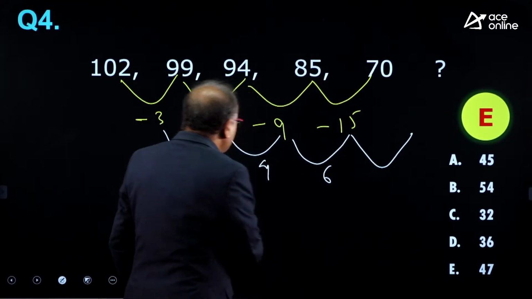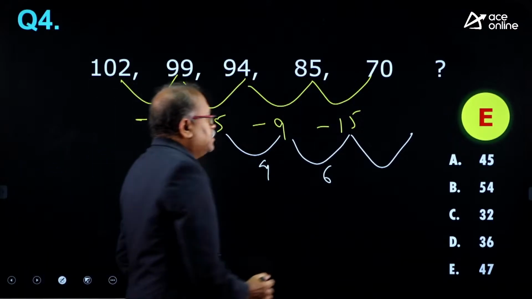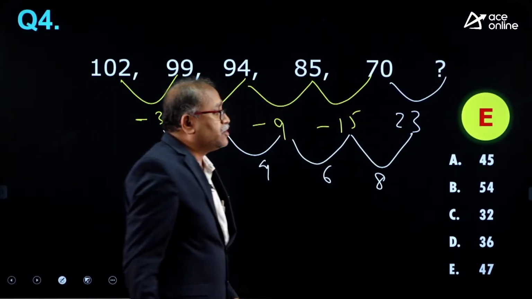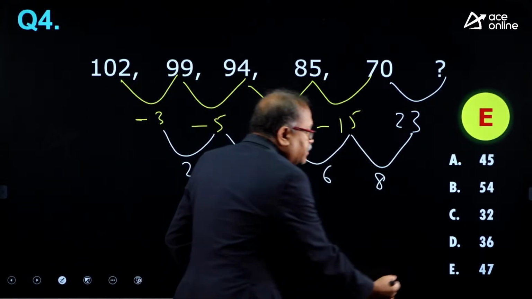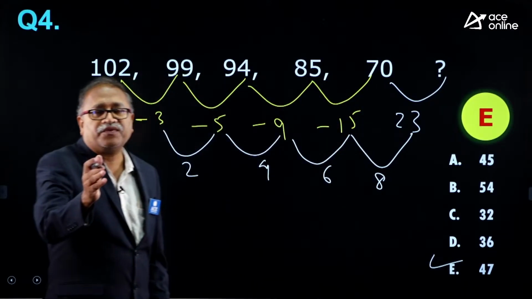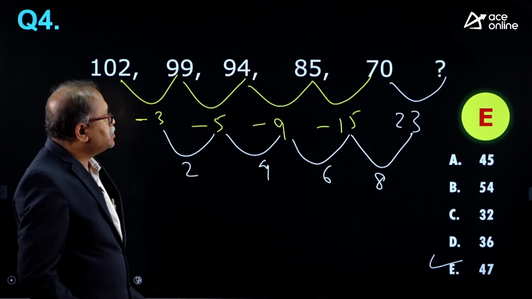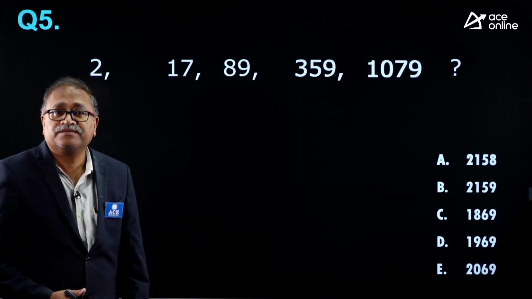So, the difference has to be 2, 4, 6, then the difference will come 8, that means 23. So, you will subtract 23 and you will be getting 47 as your answer. Beautifully done in a very limited time. The next question on your board is this.